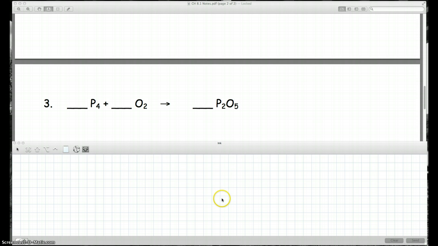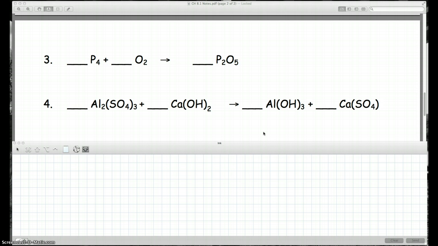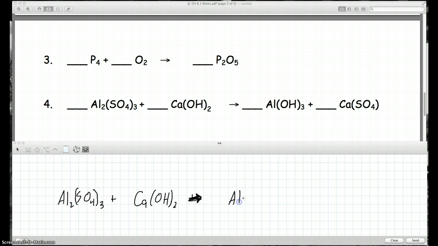The next one looks really complicated, but it actually isn't all that bad. Al2(SO4)3 plus Ca(OH)2 makes Al(OH)3 plus CaSO4.